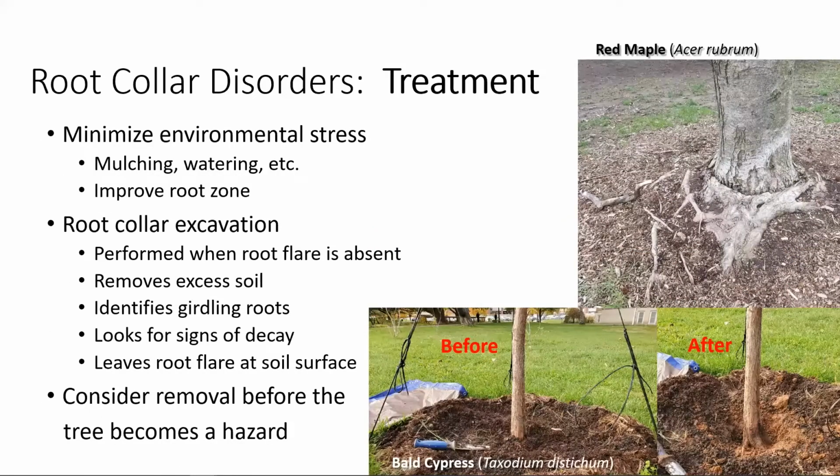So what can we do in the way of treatment when we identify some of these problems? Well, as with so many tree ailments, minimizing environmental stress is just a huge thing for any tree that's suffering, whether there's a disease we can treat or not. So, mulching and watering, those are some of the main things we can do to minimize environmental stress. Improving the root zone is another way we can do that. And so we can expand the mulched area. We can remove some of the competition with turf grass that's in the root zone of that tree.